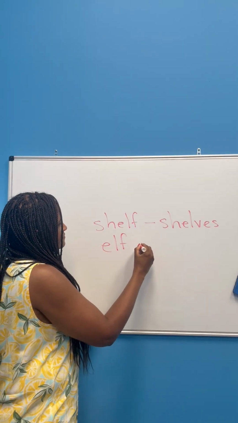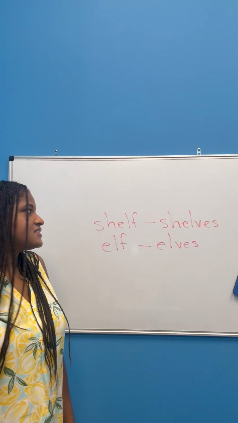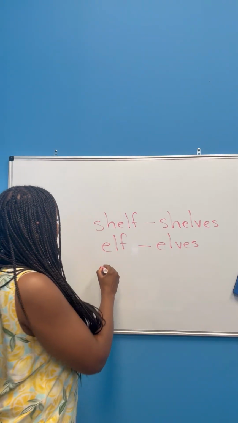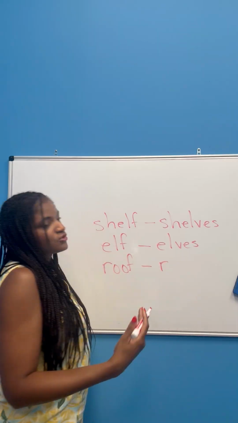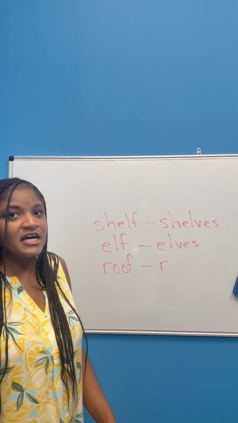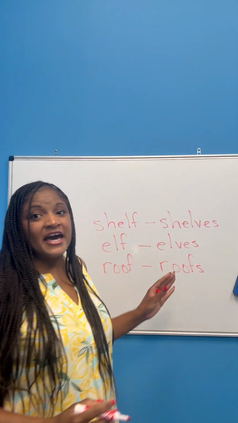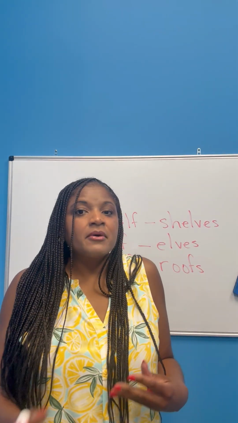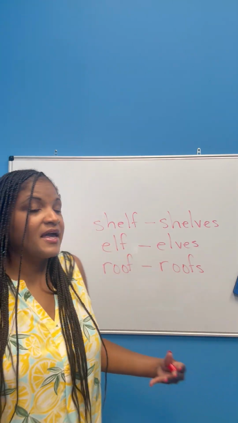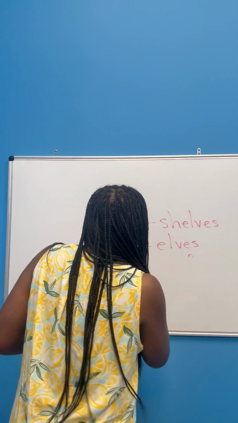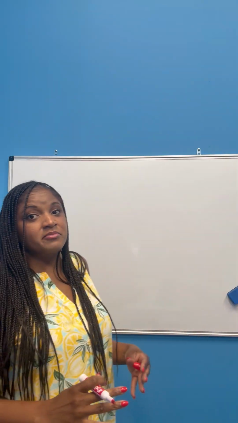Elf, and we add VES. Now it doesn't work with everything. So if we have roof, we don't change it to rooves. That's not correct. We just add an S. So with a lot of these nouns, we are going to have to memorize those spelling patterns and the rules for these nouns. And then we can go with the one I started with.